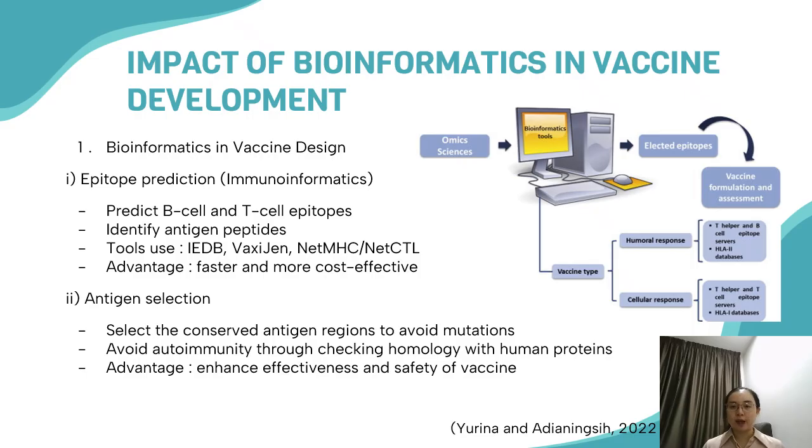Bioinformatics also helps to select the conserved antigen regions to avoid rapid mutations which render the vaccine ineffective. It can also perform sequence comparison against the human proteome to ensure that the selected epitopes do not resemble human proteins, to reduce the risk of autoimmune reactions. All these approaches are to ensure enhanced effectiveness and safety of vaccines.